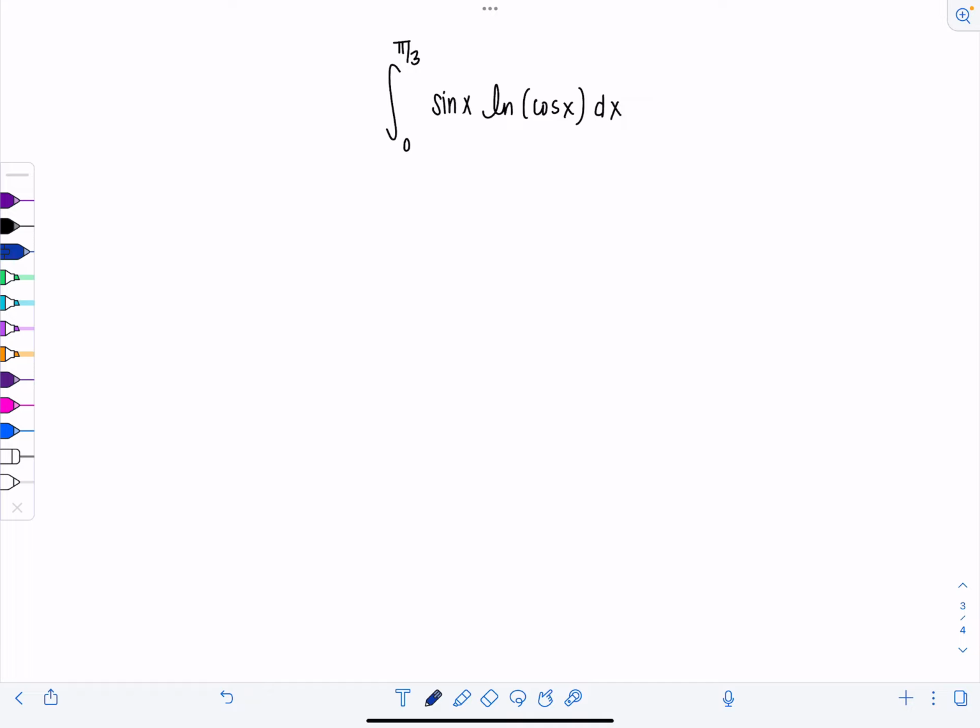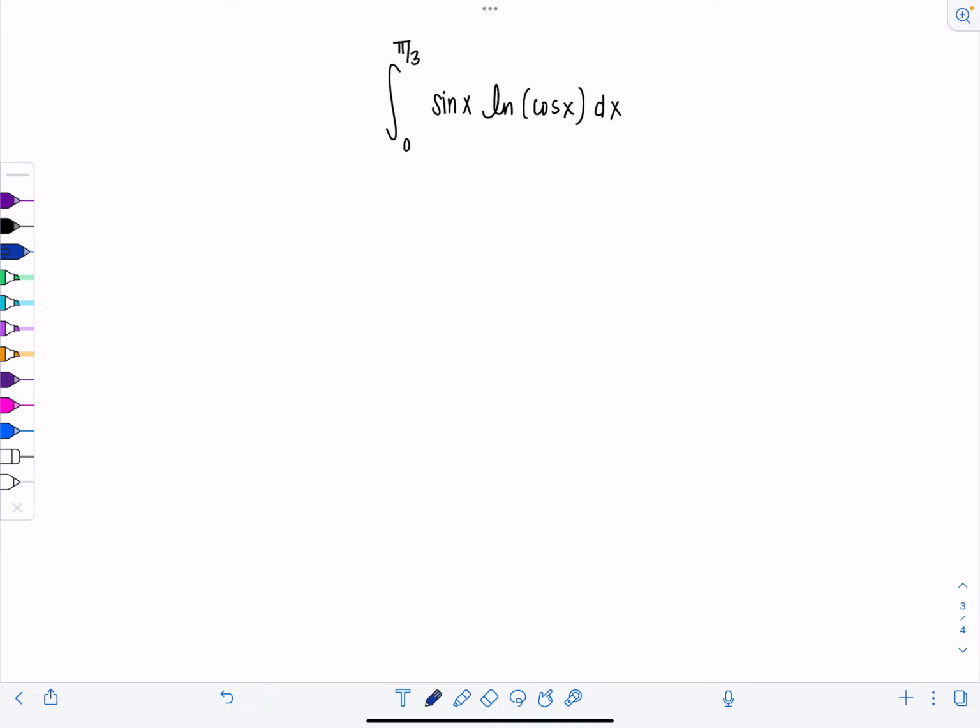Definite integral from 0 to pi over 3, sine of x times natural log of cosine x dx. Little hint, you'll need more than one integration technique. So pause it, give it a go on your own if you'd like. I'm going to jump right in.